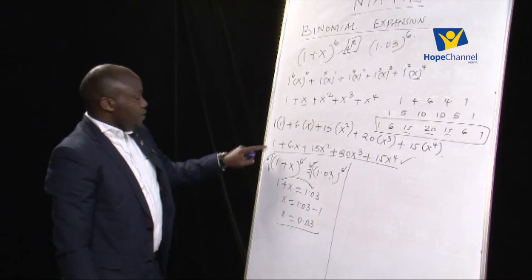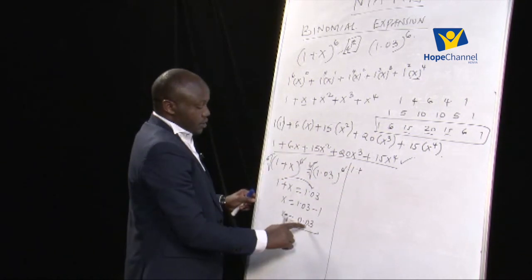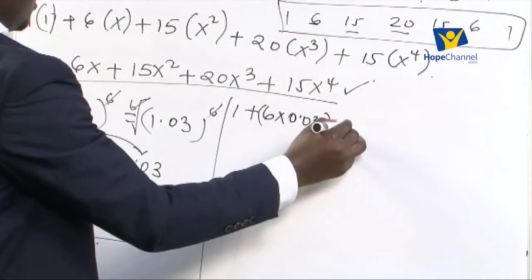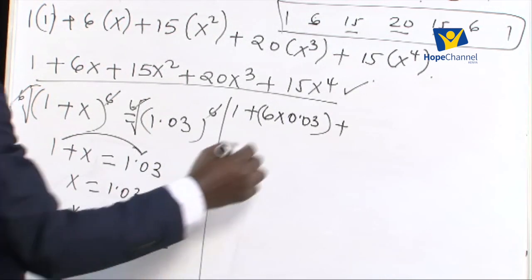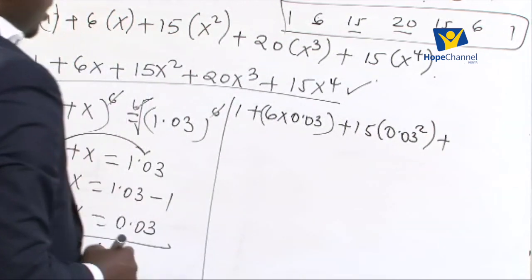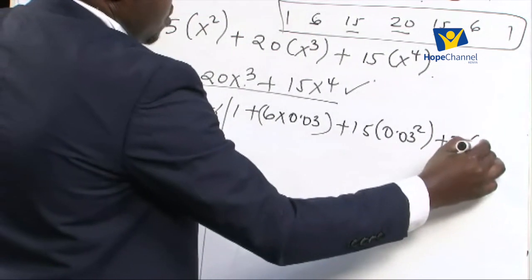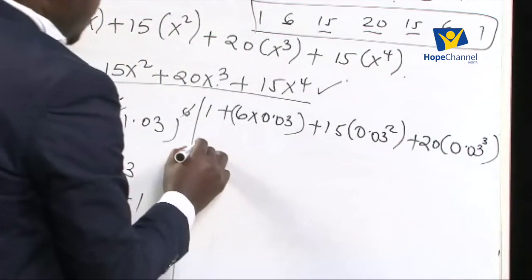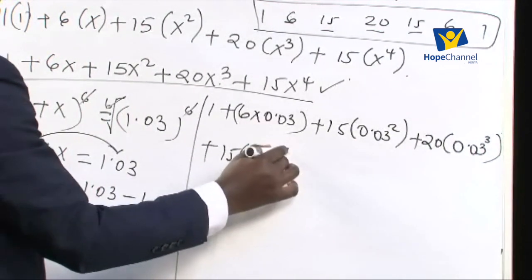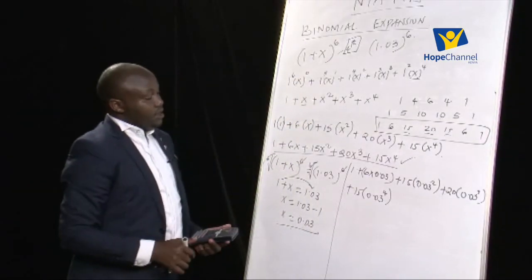We proceed. So I have 1 plus 6 times x, 0.03. So 6 times 0.03 plus 15 and 0.03 squared. So 15 into 0.03 squared plus the 20, x is cubed. So that is 20 into 0.03 cubed. Then add 15 into 0.03 raised to the power 4. Now let's get the answers for this.